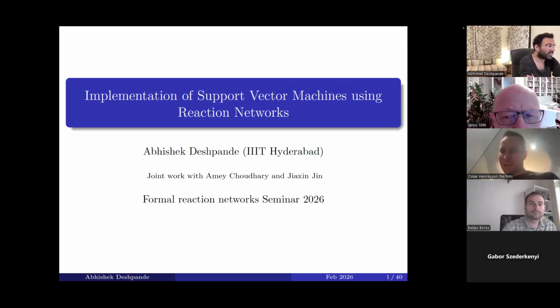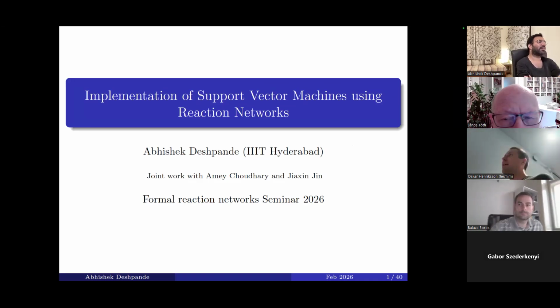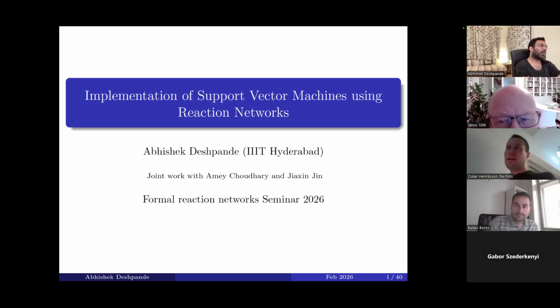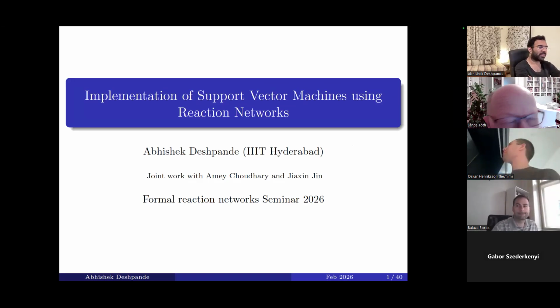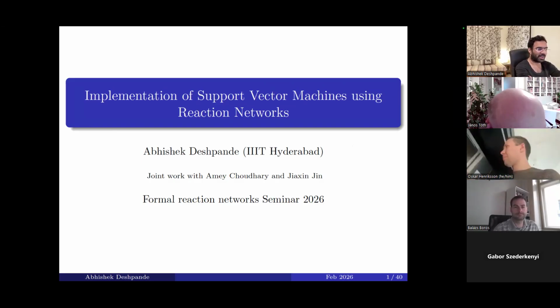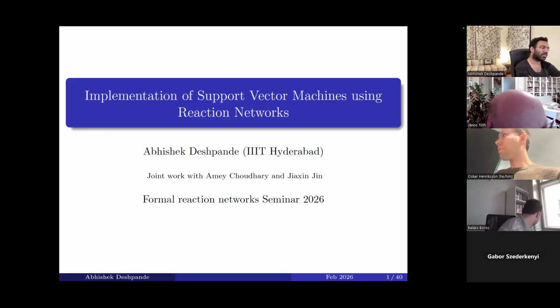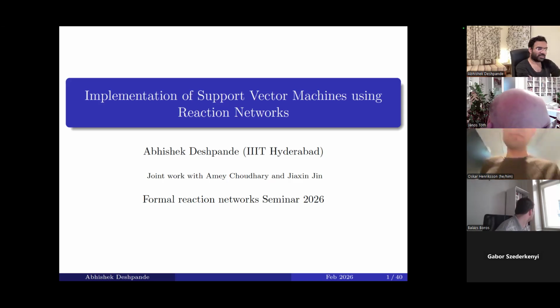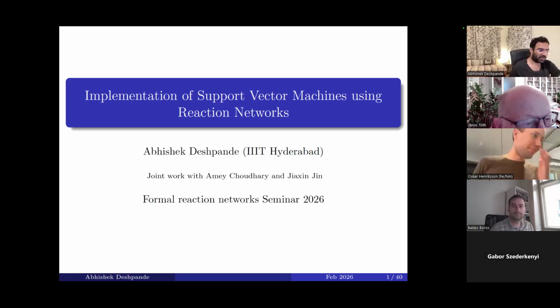So the idea for this talk is that I want to talk about implementation of a certain machine learning algorithm called support vector machines using the machinery of reaction networks. So that's the idea for the talk. And this is joint work with Amay Chaudhary and Jashin Jin. All right, so let's get started with the talk.